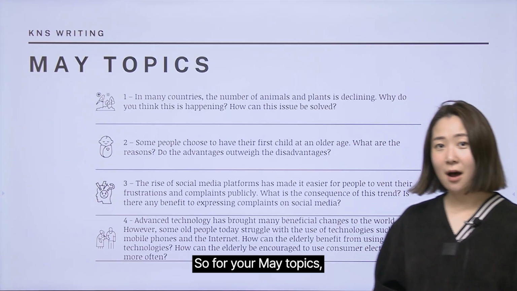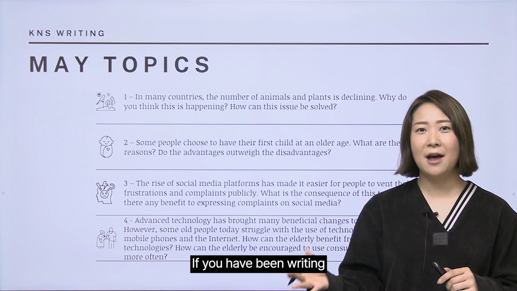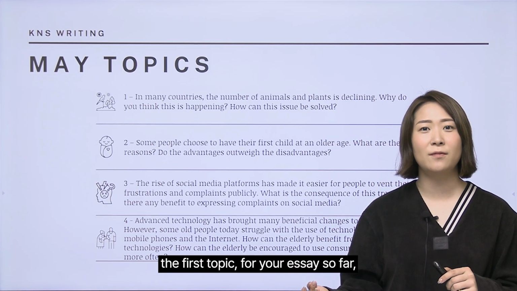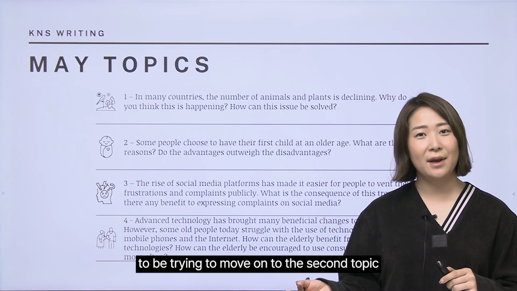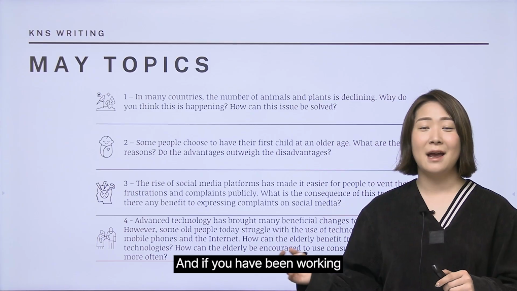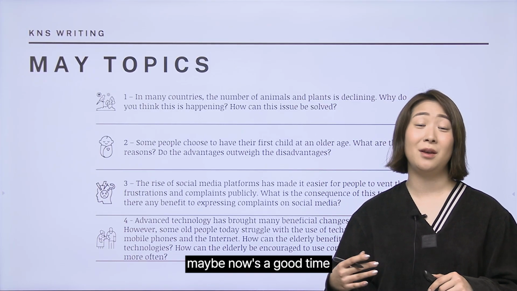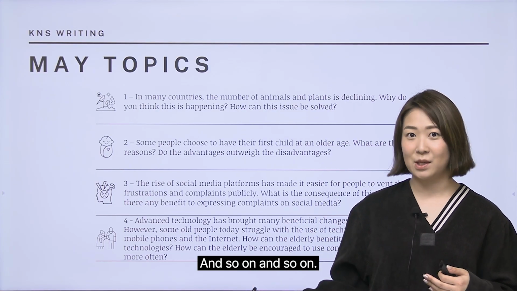So for your May topics, we have 4 topics in total as always. If you have been writing the first topic for your essay so far, maybe now is a good time for you to try to move on to the second topic or maybe even the third. And if you have been working on the second and third topics until now, maybe now is a good time for you to start moving on to the third and fourth, and so on.